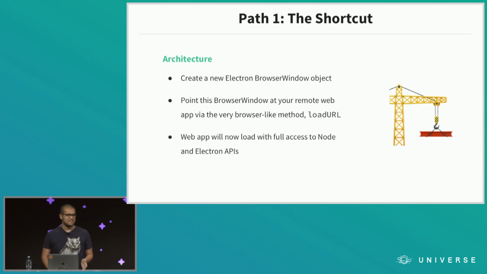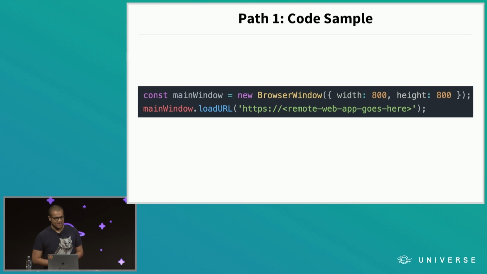So what does this look like in code? A very short example here. So this is exactly what I was describing. We are creating a new browser window object, and we're loading a URL into it, much like a browser tab.